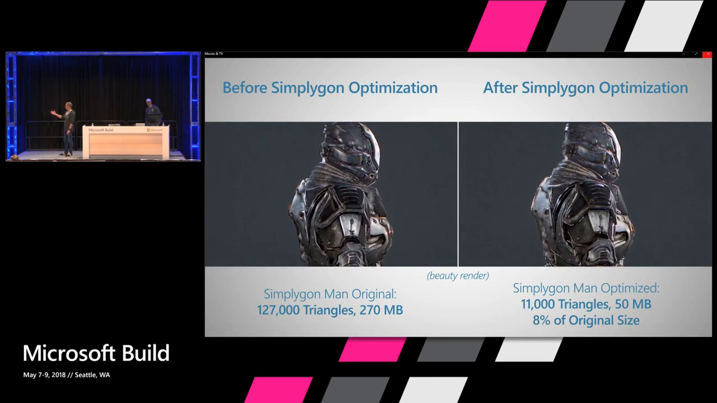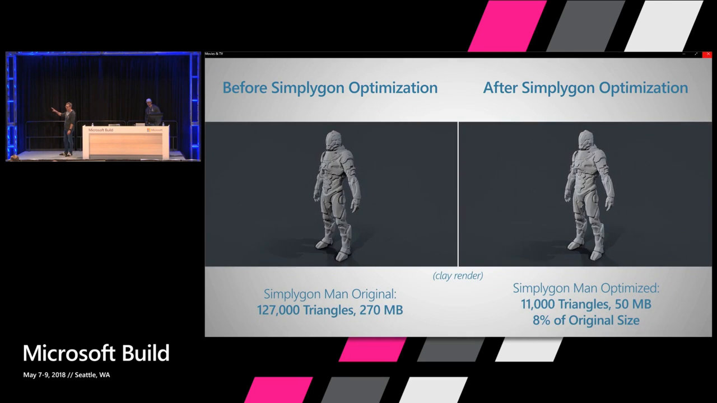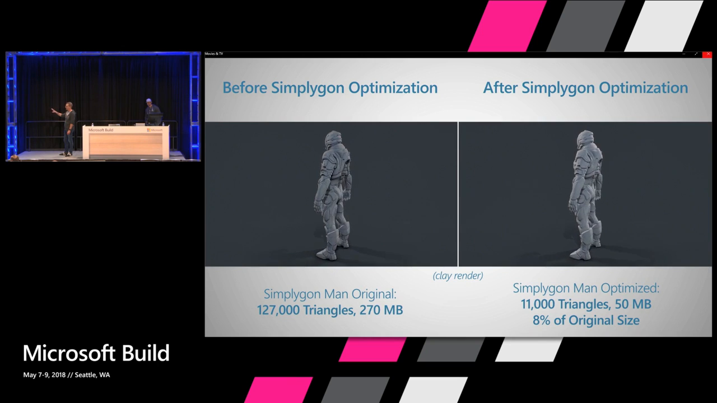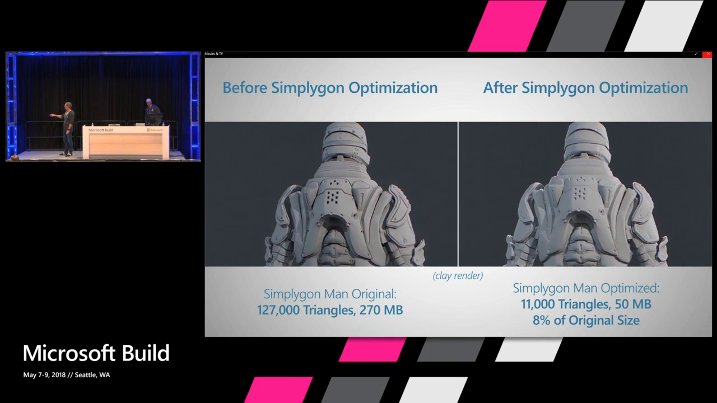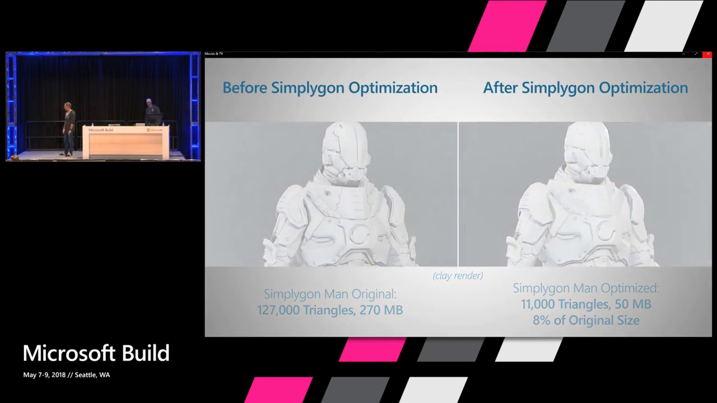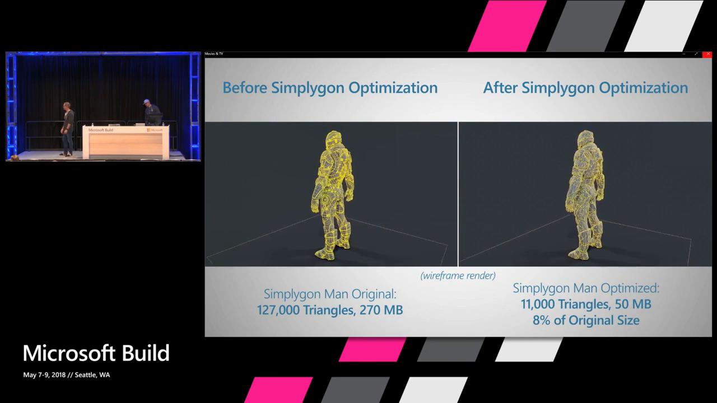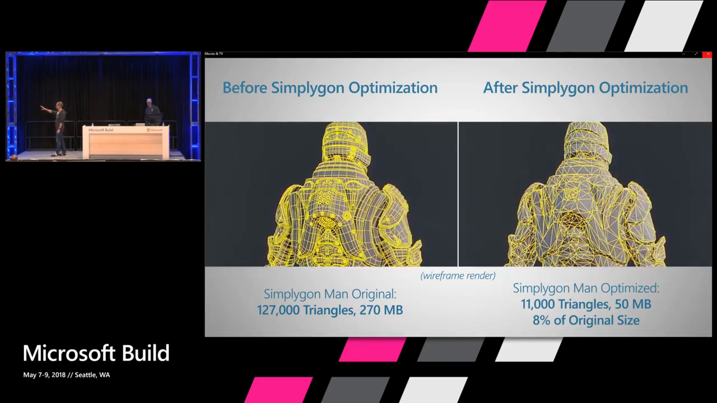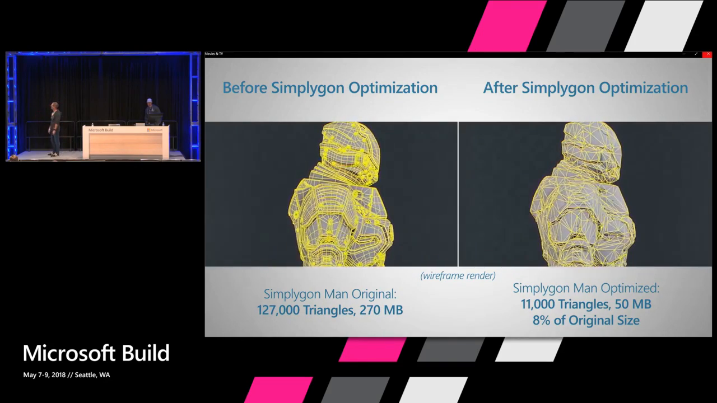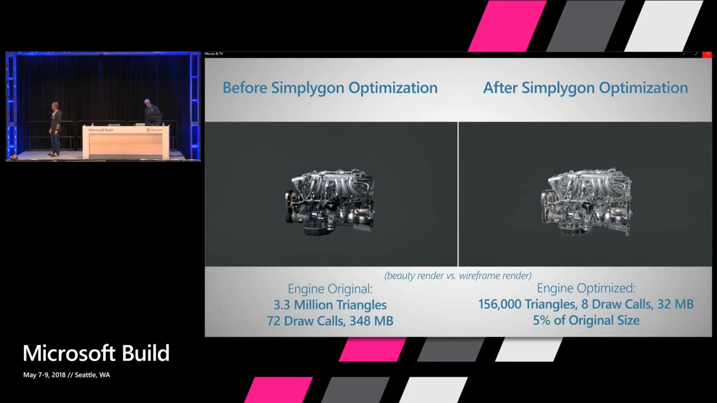127,000 triangles to 11,000 triangles. You can see small differences when we zoom in, but in most cases, it's really hard to spot any difference between the two assets. And we're getting it down to 8% of the original size. In some of them, it's far more than that. And you can see how we changed the layout of the triangles. That's going to help the shaders display more efficiently.